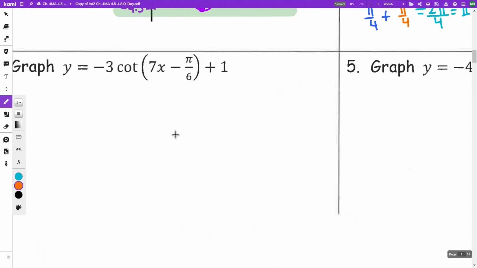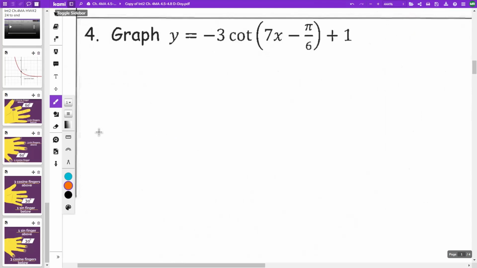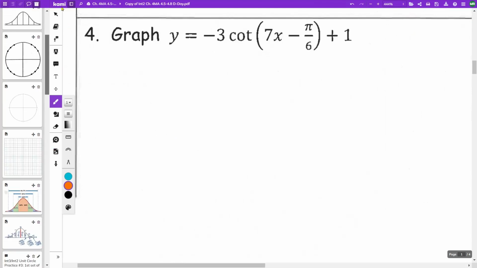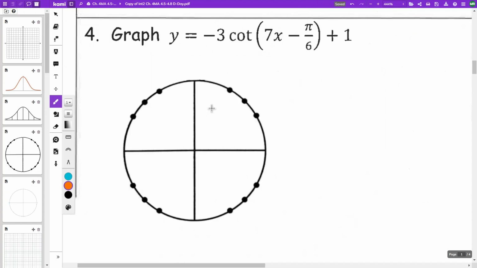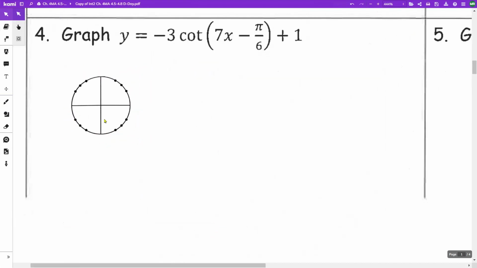For number 4, this is a cotangent and a tangent, okay? So I do have a vertical shift, I do have a phase shift, I do have a period change, I do have an amplitude. What I like to focus on for this, and I'm going to add on here a unit circle for myself just to show us, okay? So let me just make this maybe a little smaller so it doesn't take up the whole space.